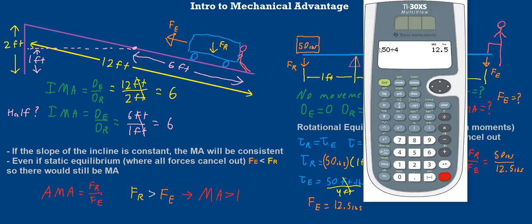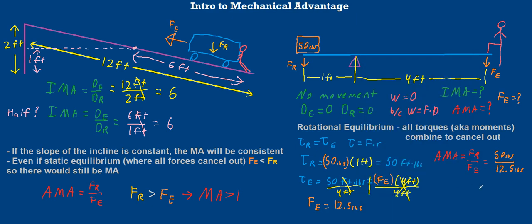Let's even pull out our calculator. We said 50 divided by 4 is 12.5. Well, then 50 divided by 12.5 is 4, logically thinking about it. But if you're not sure how I did that, just in case, we can go ahead and do it. We can say 50 divided by 12.5 in our calculator. And what do we get? We get 4. Our AMA then equals 4.